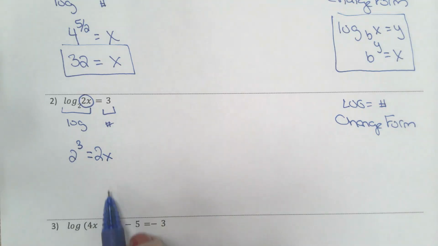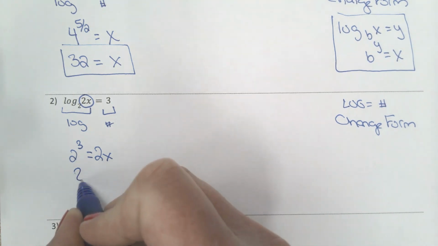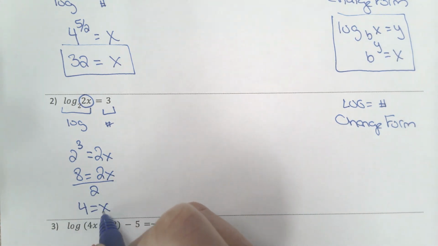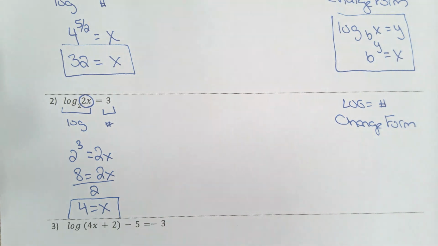So generally what happens in Algebra 2 is I teach you one thing, and then your Algebra 1 skills should kick in and take over. 2 to the 3rd is 8. I know how to solve that equation. I'm just going to divide, and I get x equals 4 for a good answer on that one.